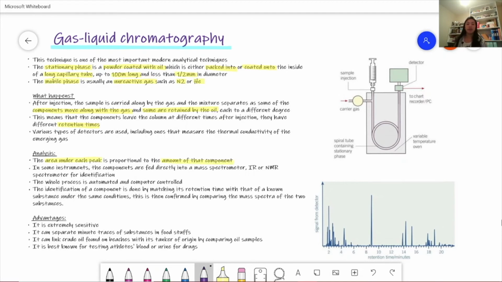And so, for example, we can see that this peak here has quite a large area under the graph. And so that means that we've got quite a lot of that component.